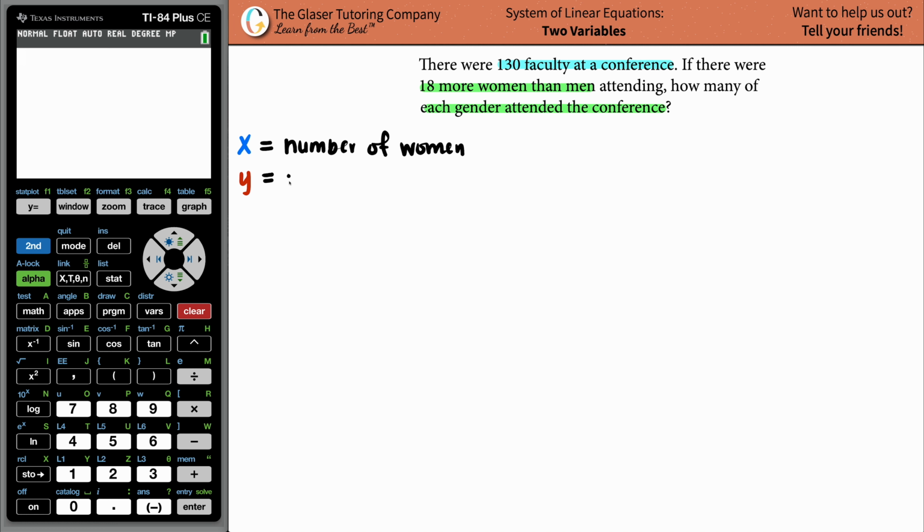Okay, so Y is going to be the number of men. Now here's the rule of thumb. As many variables as you have, that's how many equations you need. In this case, we have two different variables, X and Y, so we have to write two equations. For more complex ones, if you have a third variable, X, Y, and Z, chances are you're going to need three equations.